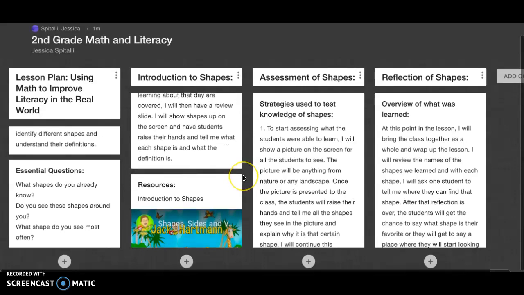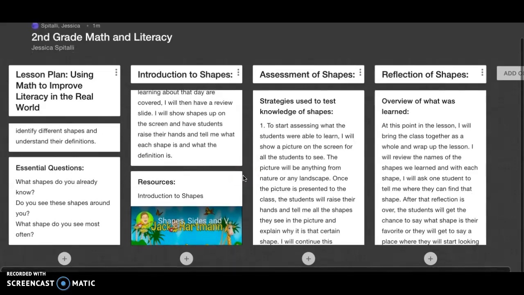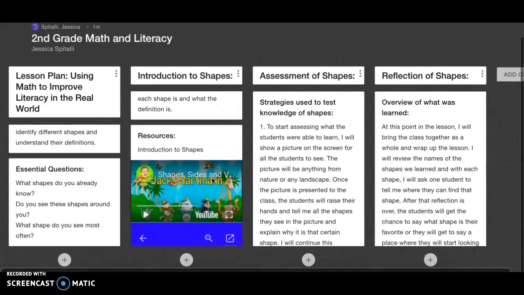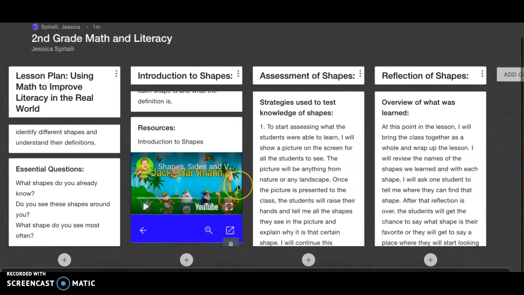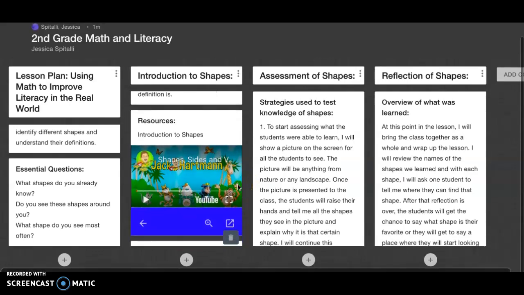Then some resources that I will use to help me is this video by Jack Hartman. It's like what I would have in the PowerPoint, but it's in a more funky, catchy tune. It shows the kids what a triangle is, what a diamond is, what a square is, and it shows how many vertices, how many sides, but it's more of a visual representation rather than just words on a screen.